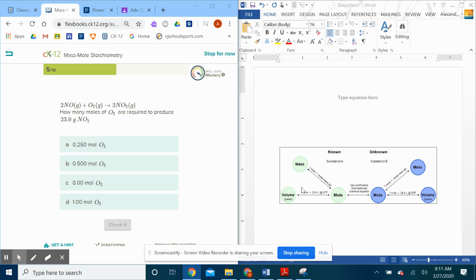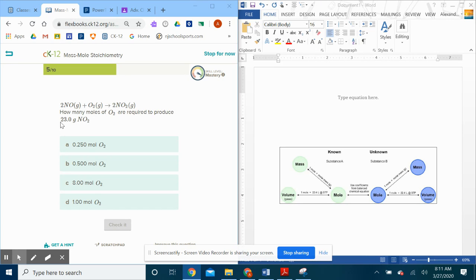All right, so these problems are getting a little bit more difficult. I'm going to walk you guys through this. One thing I want you guys to have is this little cheat sheet here. I want to show you how to use this, and this tells you how many times you're going to be multiplying and dividing. All right, so how many moles of O2 are required to produce 23 grams of NO2?